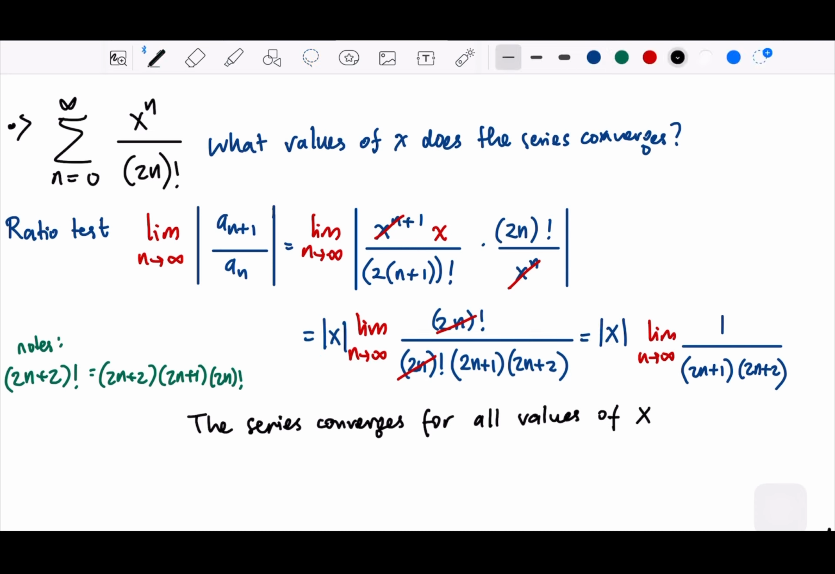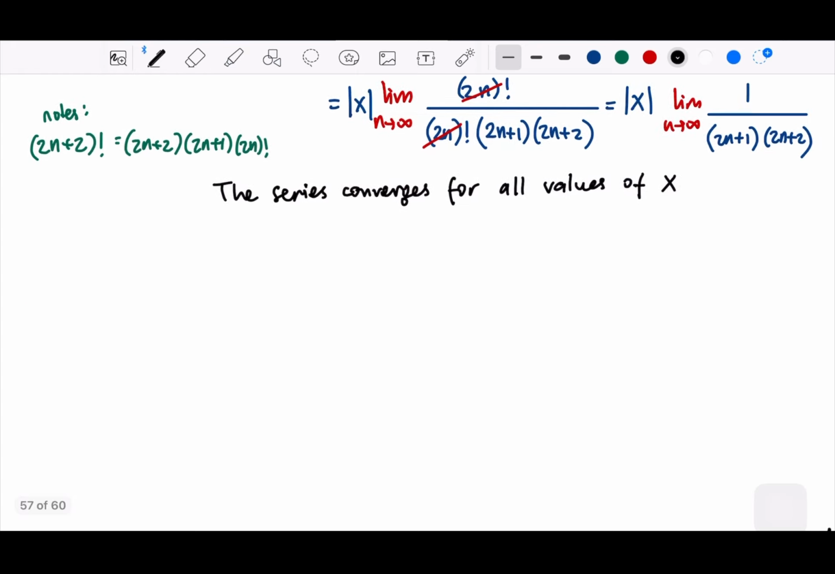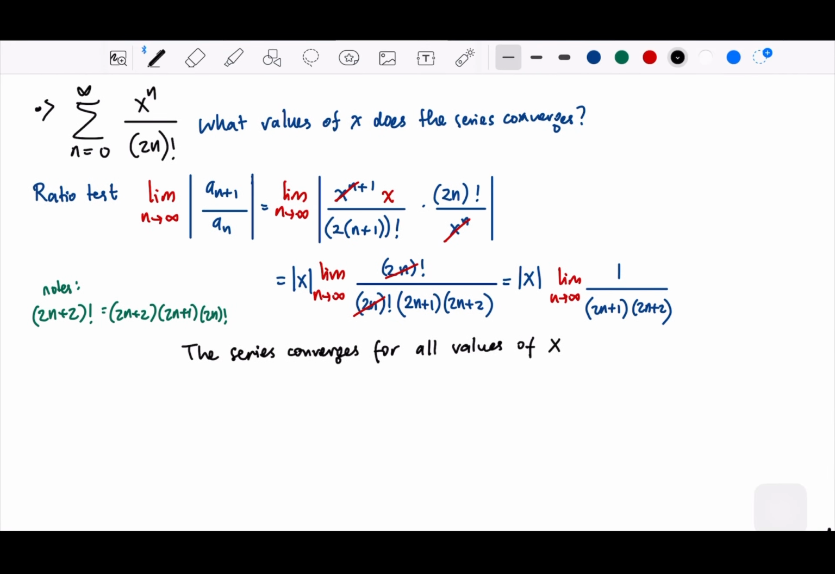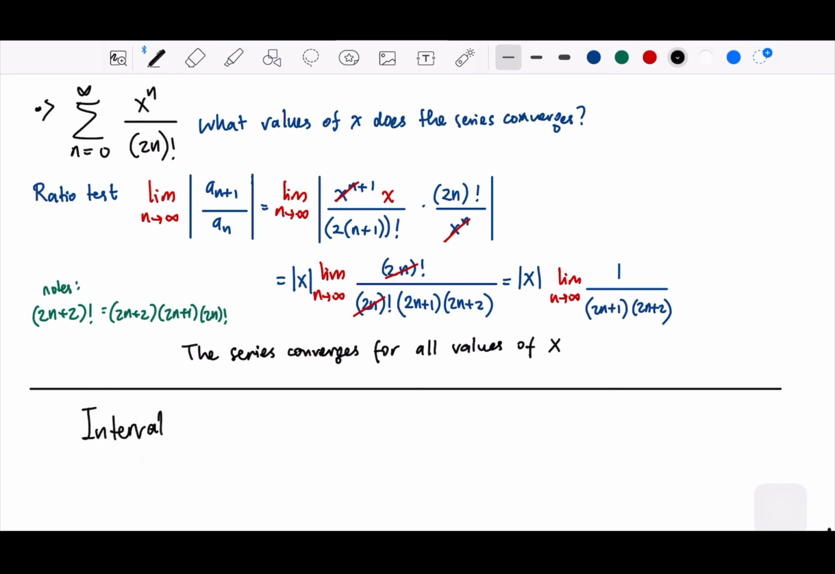Okay, so we have 3 examples and we have 3 conclusions. Those conclusions from these 3 examples we can rewrite in terms of the interval of convergence.